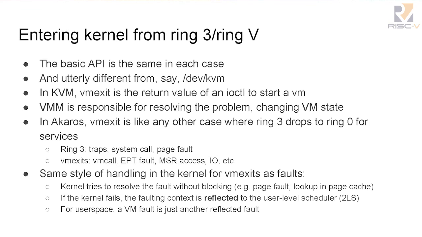So we bounce out of the virtual machine to the kernel, which bounces up to the user level scheduler, which says, okay, I'm going to run you as a ring three process, and it just resumes you in that process mode. So it turns out to be ridiculously easy to write VMMs. I've written about 10 VMMs at this point on Acros.